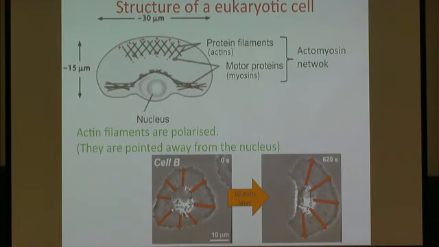This is the picture of a cell, and the arrows show the average polarization of the actin filaments. In this case it's isotropic, so the cell is not moving, but in this case the cell is crawling to the right.